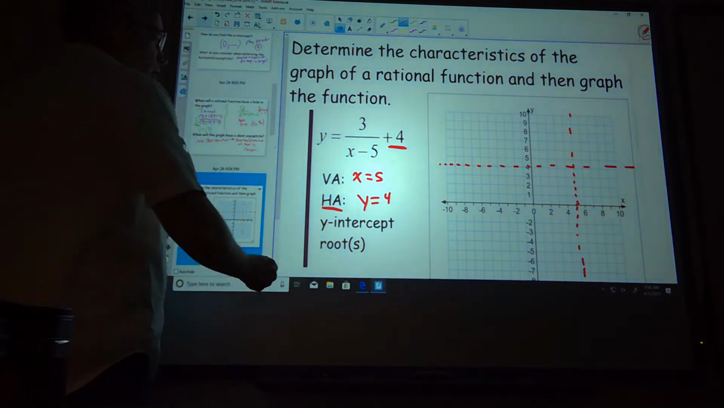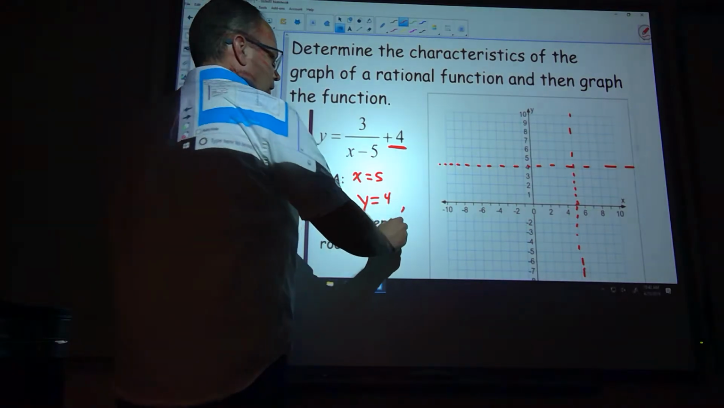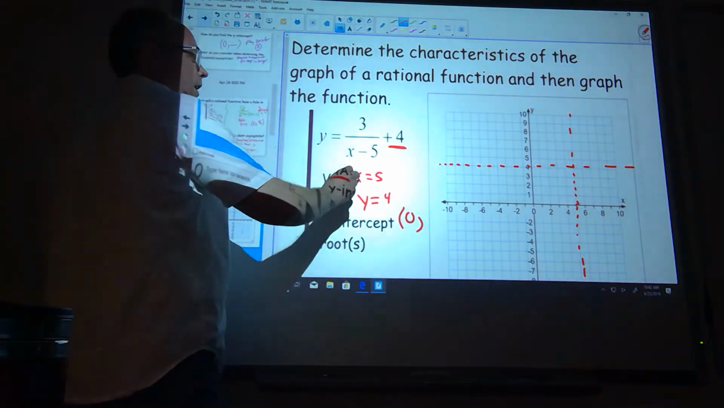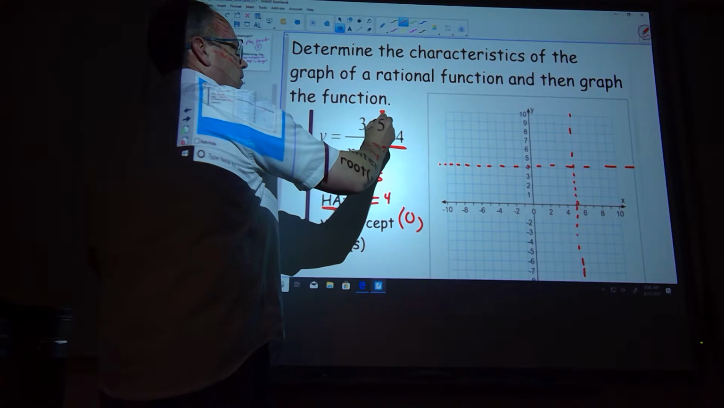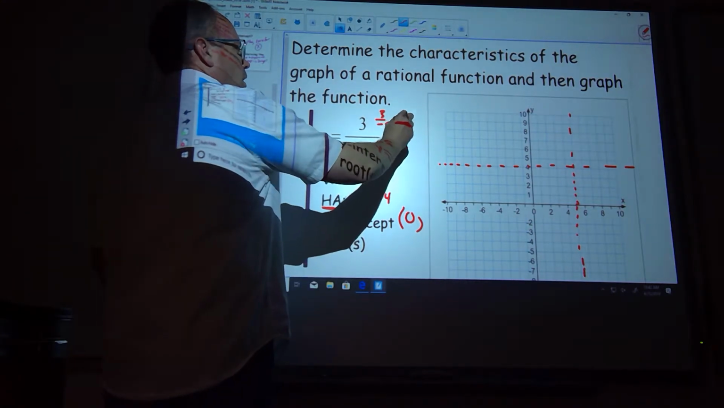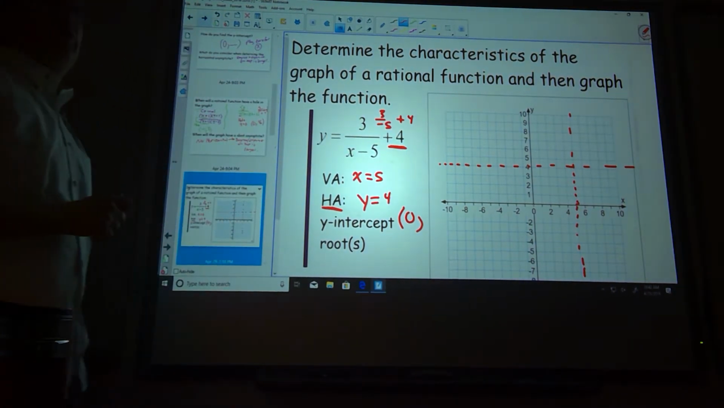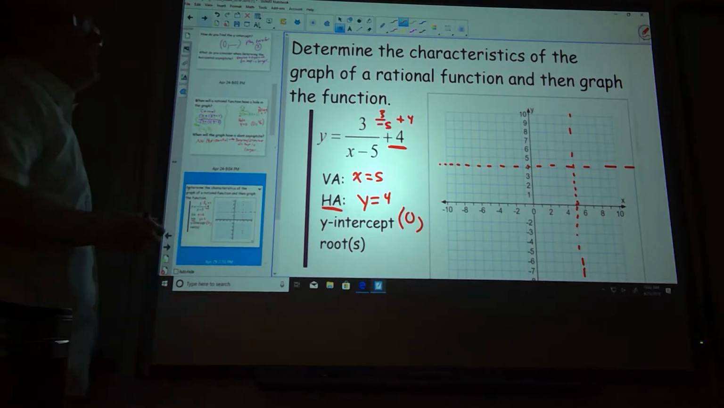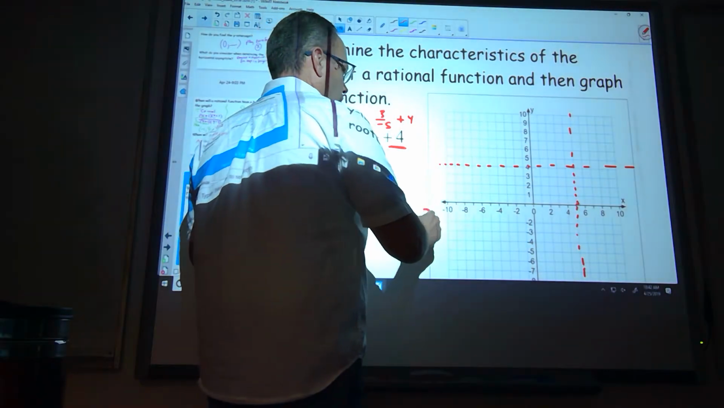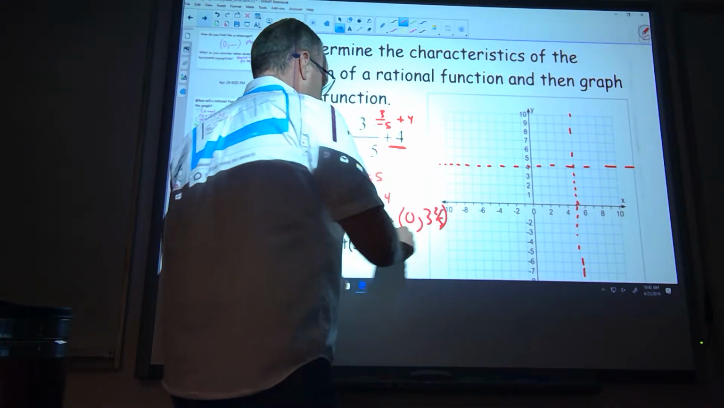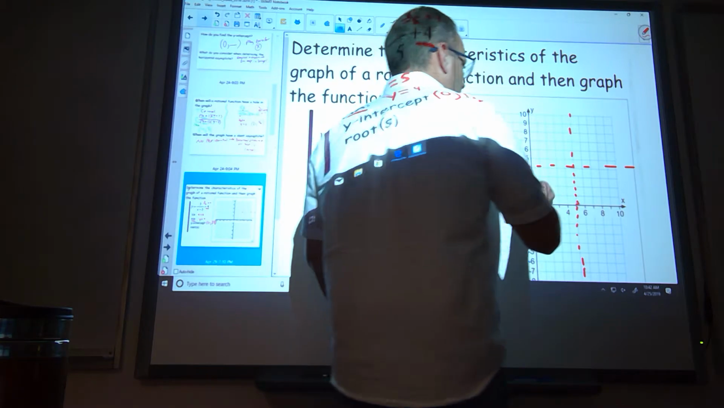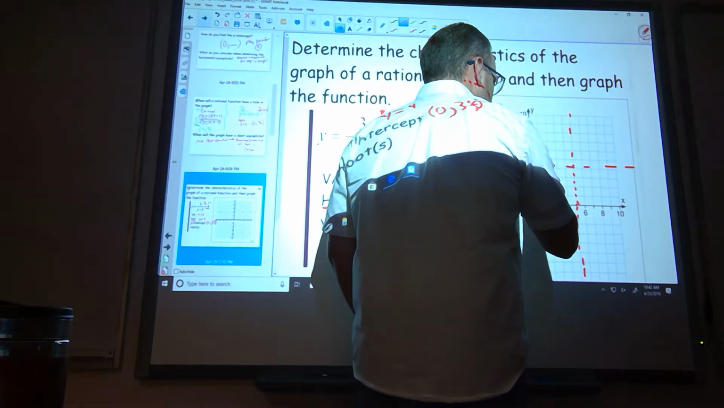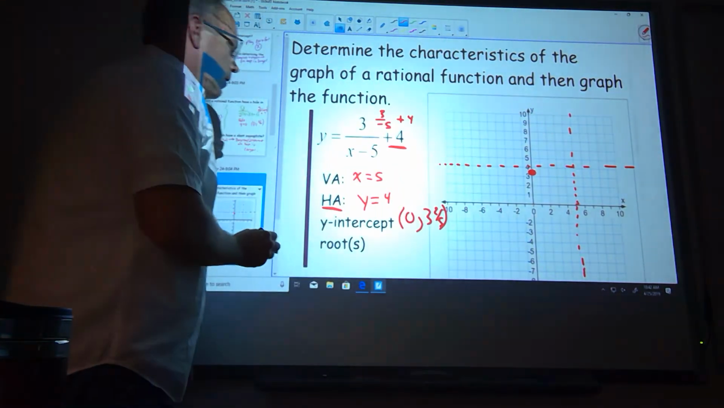Y-intercepts and roots. So if I plug 0 in, I get 3 over negative 3/5 plus 4. So good thing we have a calculator that we're going to use, the scientific calculator. So 4 subtract 3/5 is 3 and 2/5. Okay, so y-intercept is at 3 and 2/5. So somewhere in there. Roots.